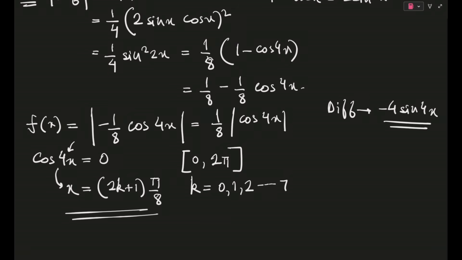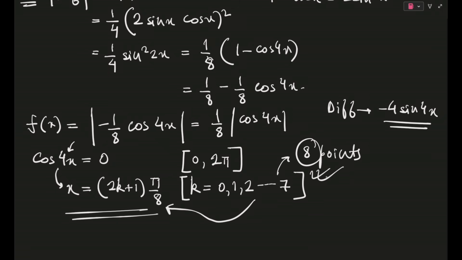I guess the greatest value will be 7. So k from k equal to 0 to 7, when we put into this equation, those will be the roots. So I guess k equal to 0 to 7 will be 8 points. So yeah, there are 8 points of non-differentiability in this curve.